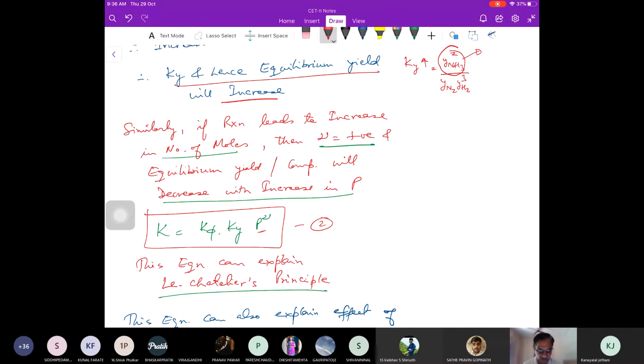So this equation can explain Le Chatelier's principle. हमने Le Chatelier's principle conceptually देखा. Now this equation helps us explain what Le Chatelier's principle says. So this is a mathematical expression for, you can say, Le Chatelier's principle. Any questions on equation 2 and how to use it to explain Le Chatelier's principle?